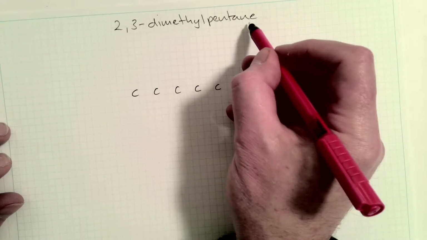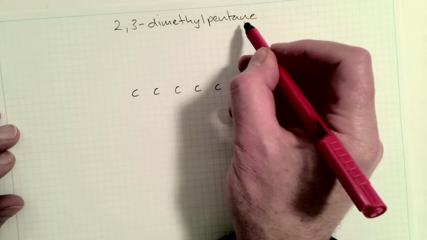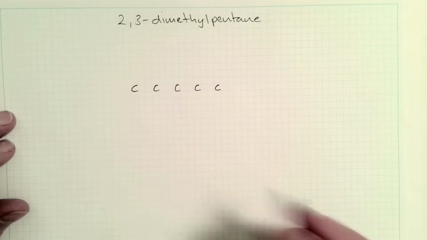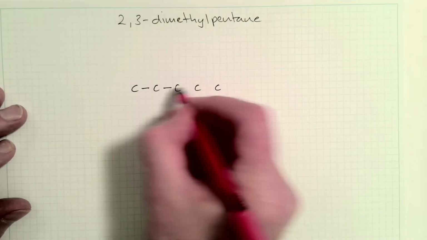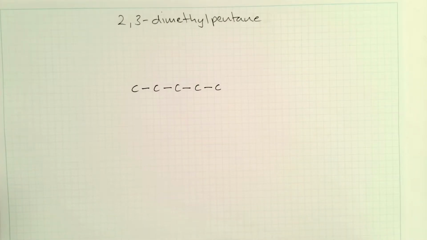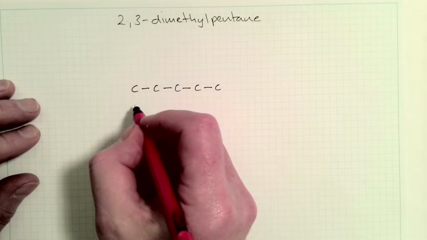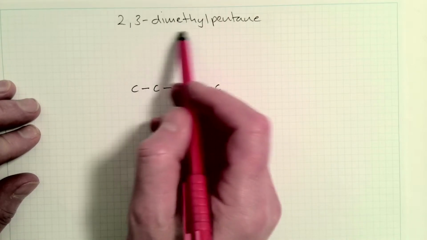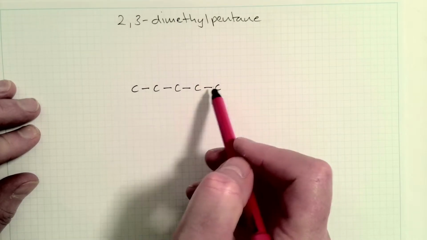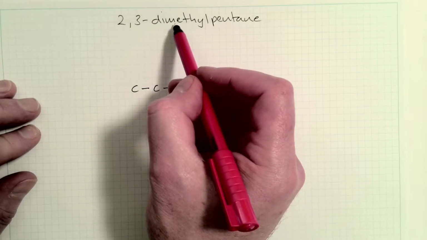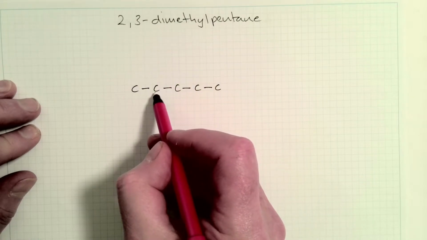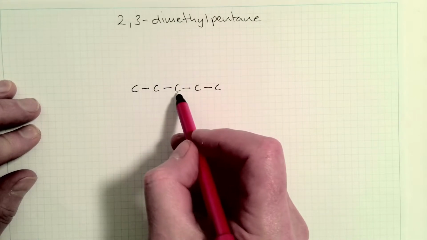Now it's a pentane, so when I see the ANE ending, that means it's an alkane, which means there are no double bonds and there are no triple bonds in this structure. So I'm going to put single bonds between all the carbons. All right, nice and simple. Now we're going to try and figure out where our 2 methyl groups go. You see dimethyl, there are 2 methyl groups attached to this main chain, and they're attached at carbon number 2 and carbon number 3. So carbon number 2 has a methyl group and carbon number 3 has a methyl group.